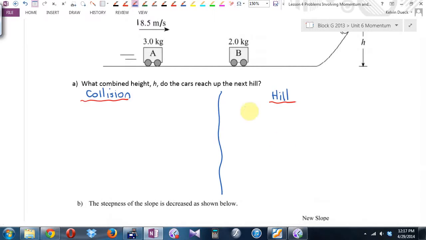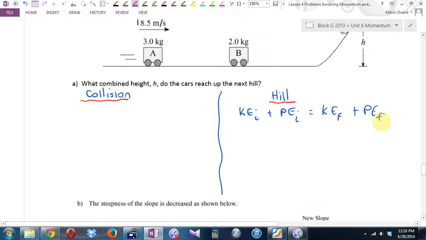Change in height, change in speed. Hey, that's a job for KE initial, PE initial, KE final, PE final. Are any of these zero? Now remember, kinetic energy is zero when you come to a stop, or if you start at rest. Are any of these zero after the collision? Oh, at the top of the hill?